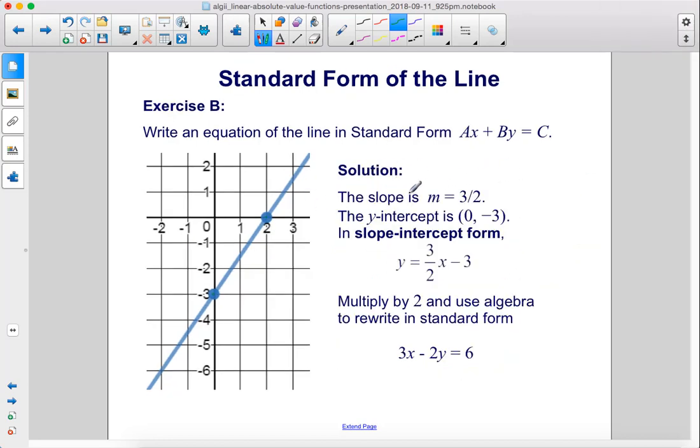So the solution is, first we solve for the slope, then we had the y-intercept there, we put it into slope-intercept form, then we multiplied by 2 and used algebra to write it in standard form, 3x minus 2y equals 6.